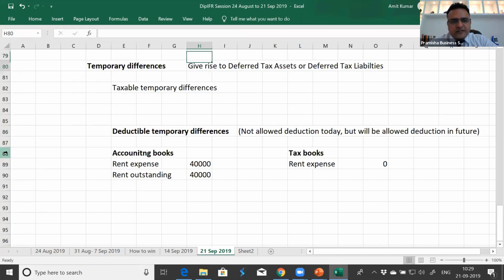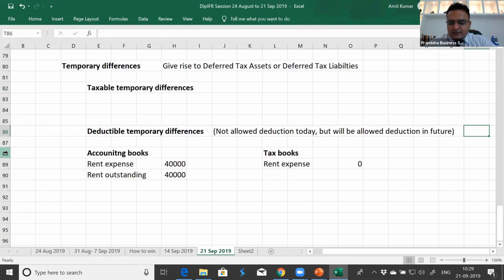There will be two things: taxable temporary differences or deductible temporary differences. Here it was a deductible temporary difference. Deductible temporary difference means not allowed deduction today but will be allowed deduction in future. This will give rise to a deferred tax asset or deferred tax liability. You're not allowed deduction today and will be allowed deduction in future. This will result in an asset in future or a liability in future.